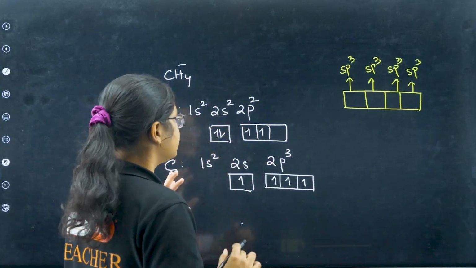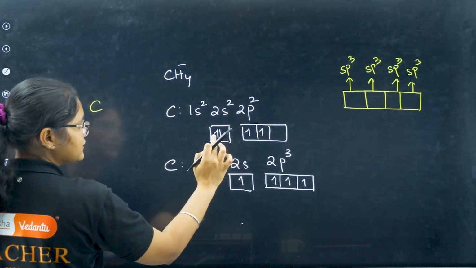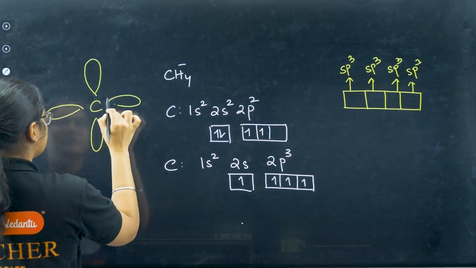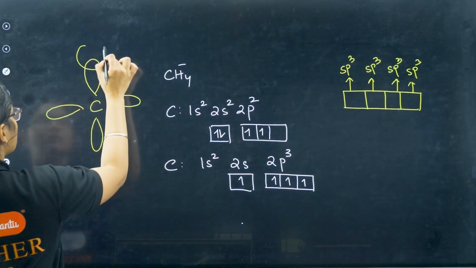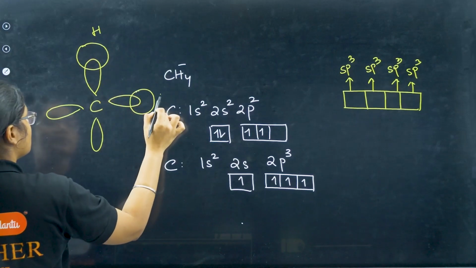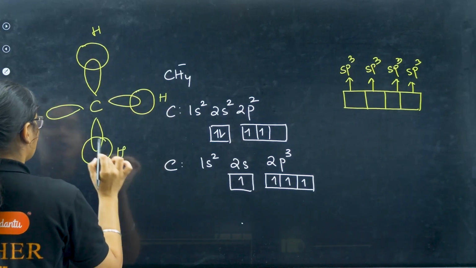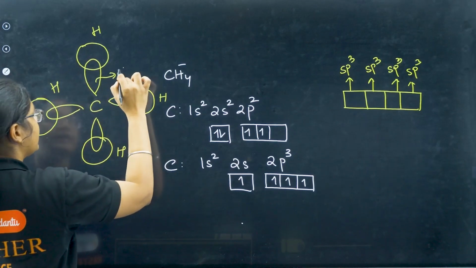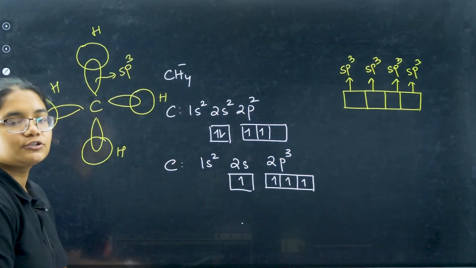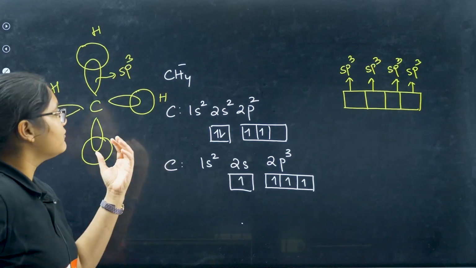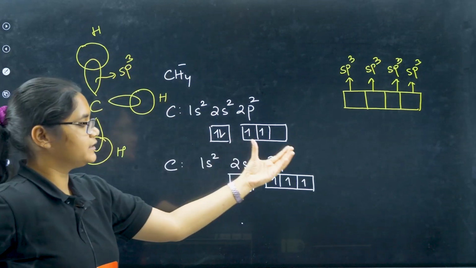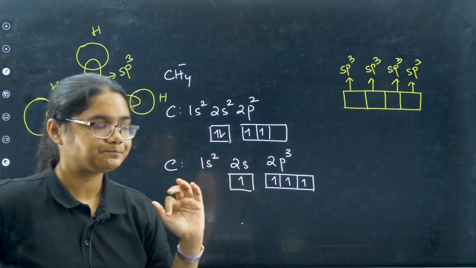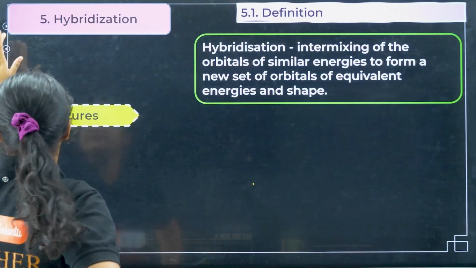So now carbon has no more such valence electrons, it has 4 sp3 hybrid orbitals which will form bonds with hydrogen. These are the hybrid sp3 orbitals of carbon. So that is the meaning of hybridization: before forming a bond, there is intermixing of atomic orbitals to give you new hybrid orbitals.